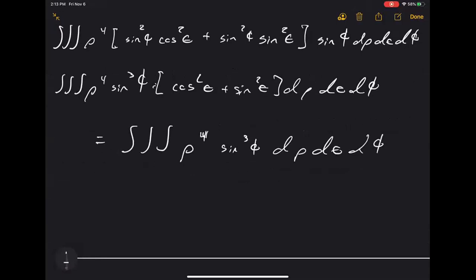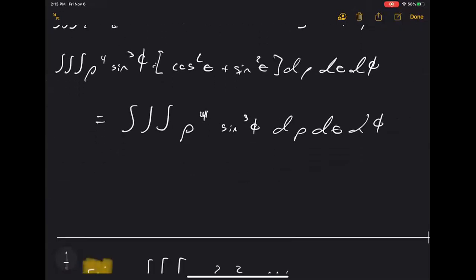Now you might be jumping ahead and thinking about how to integrate sine cubed of phi and rho to the fourth, etc. But let's take a little break here, and before we start integrating, let's find our bounds.